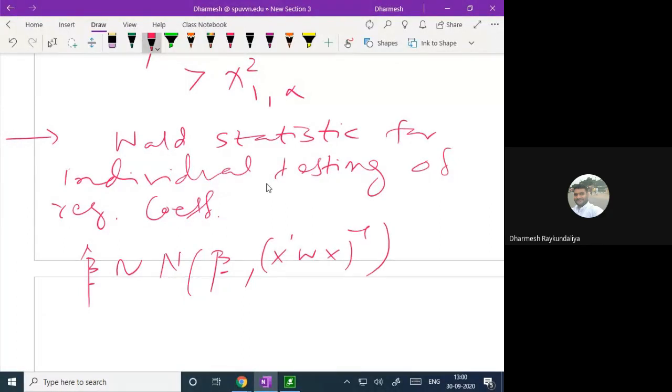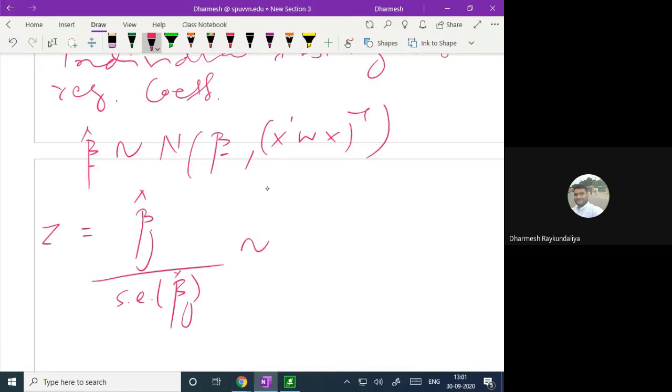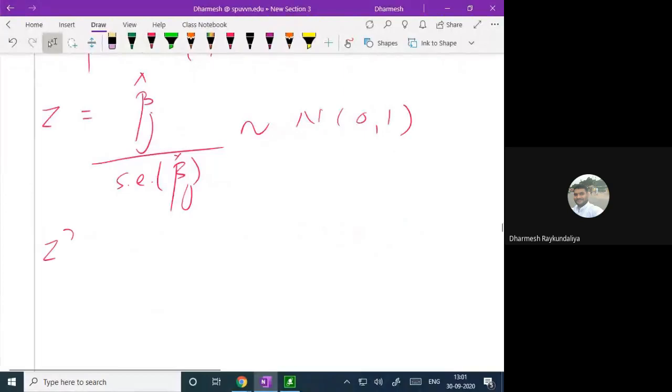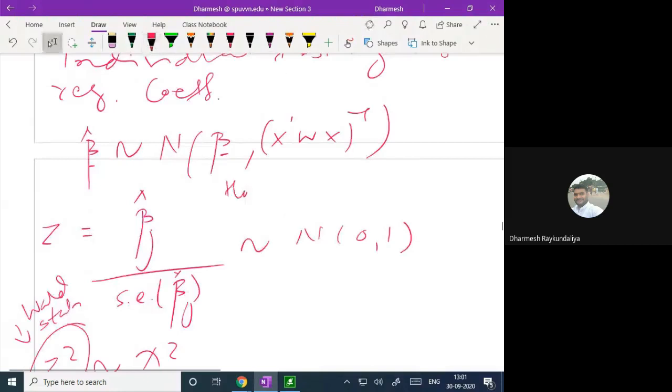Of course individually they are asymptotically normal, so beta j cap divided by the standard error of beta j cap has the normal 0, 1 distribution, and therefore z square has the chi-square 1, and this is nothing but the Wald statistics. And then you compare with the chi-square 1. If the hypothesis is rejected, beta j is significantly different from 0. So the null hypothesis here is beta j equal to 0.